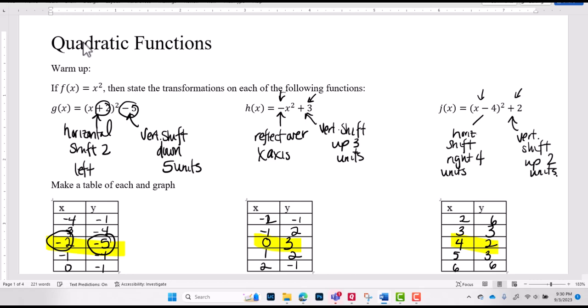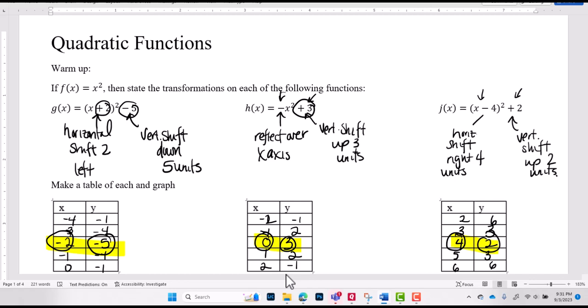When I have nothing added to my x, then the vertex, the x component is 0. And when I have 3 added to my y, the vertex is 3, or the y component of the vertex is 3. When I have -4 and 2, my vertex is 4 and 2. So there is a very direct relationship between these values. The value added to x, the opposite, is going to be the x value of the vertex, and the value of the y is going to be the exact value.